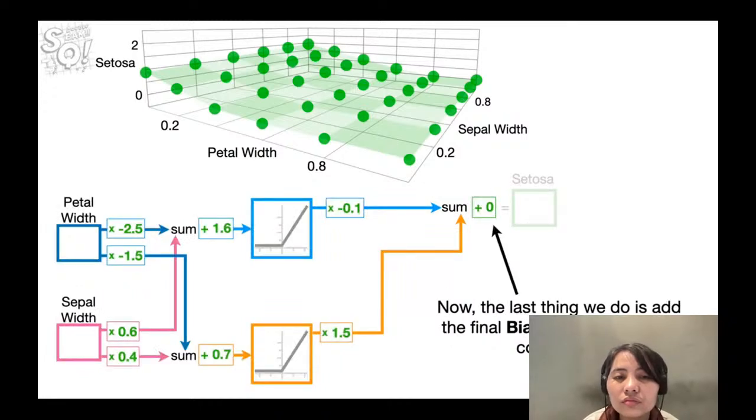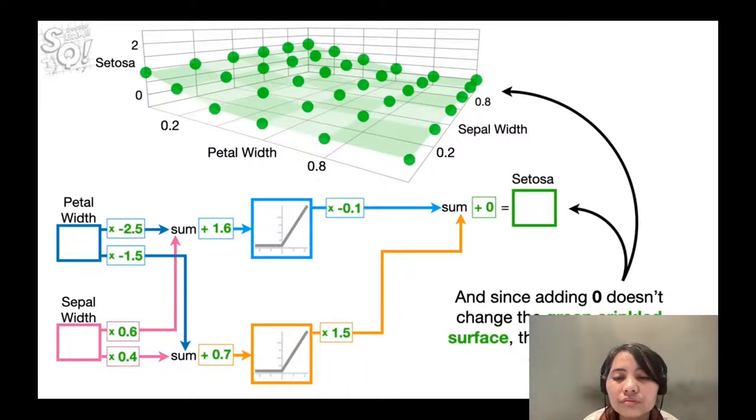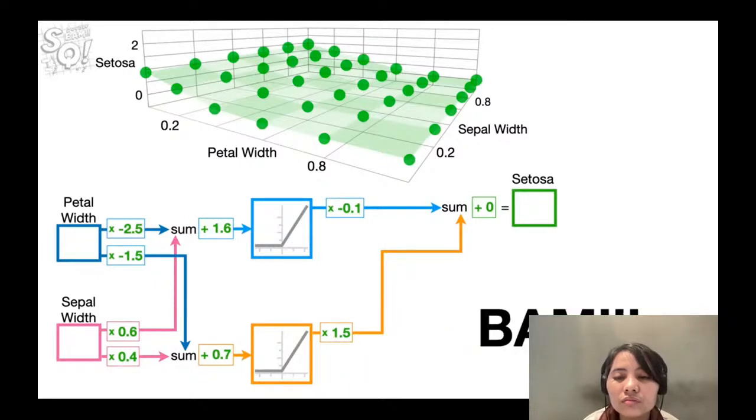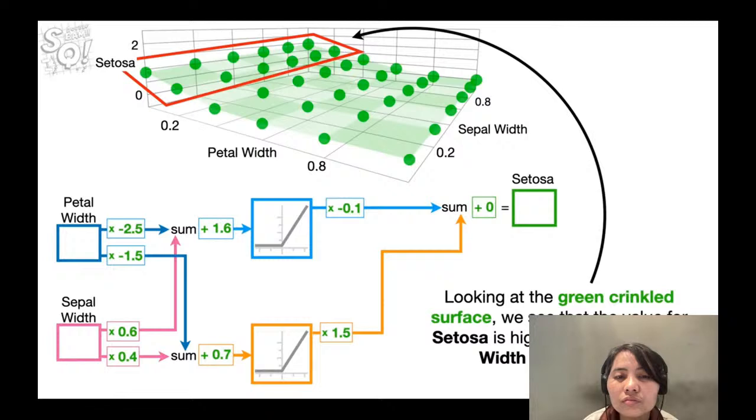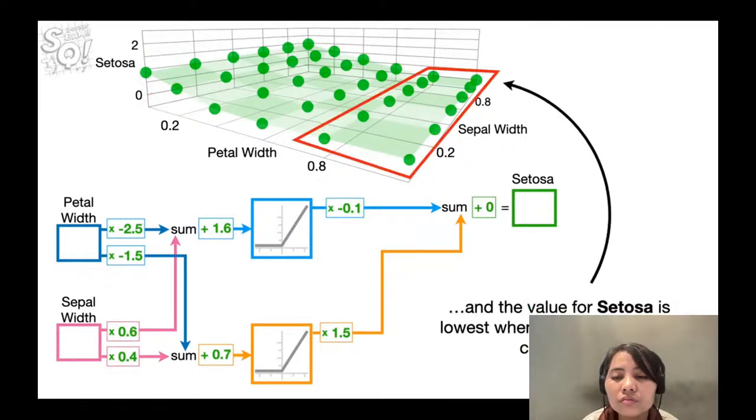Now, the last thing we do is add the final bias, 0, to each y-axis coordinate. And since adding 0 doesn't change the green crinkled surface, this is the output for setosa. Bam! Looking at the green crinkled surface, we see that the value for setosa is highest when the petal width is close to 0, and the value for setosa is lowest when the petal width is close to 1.